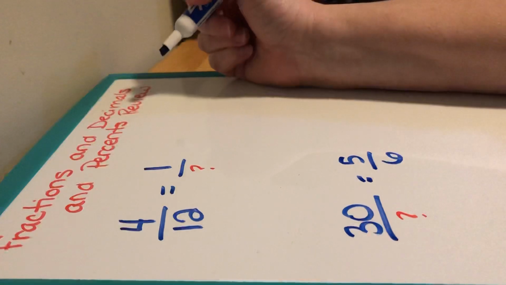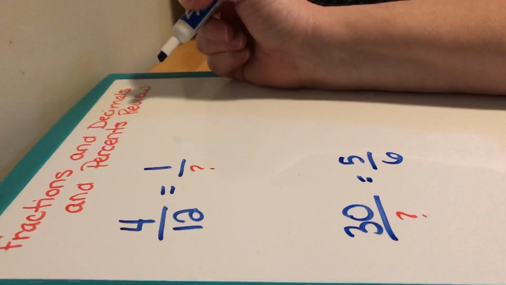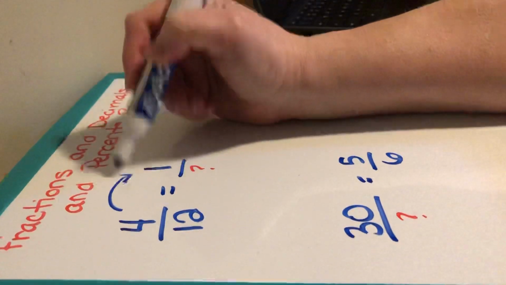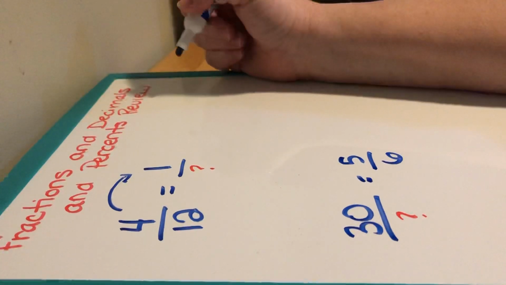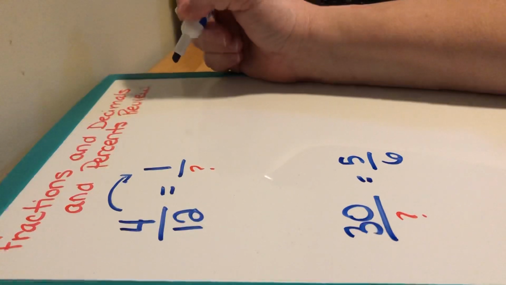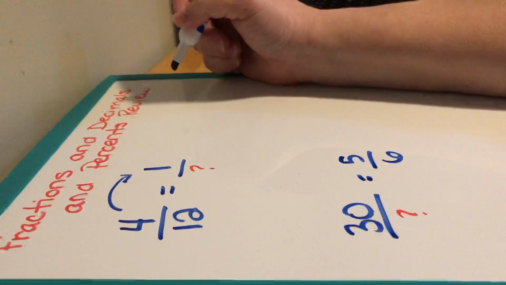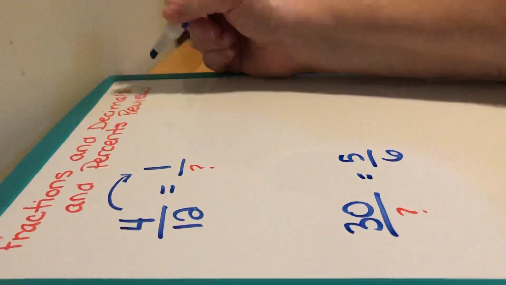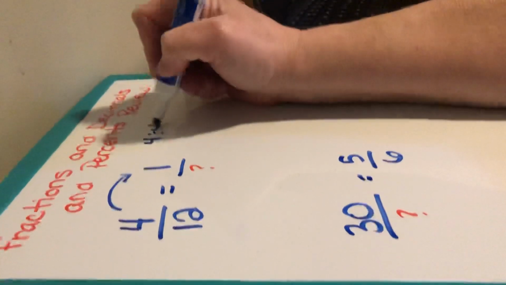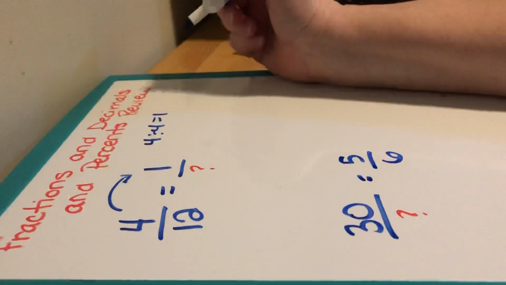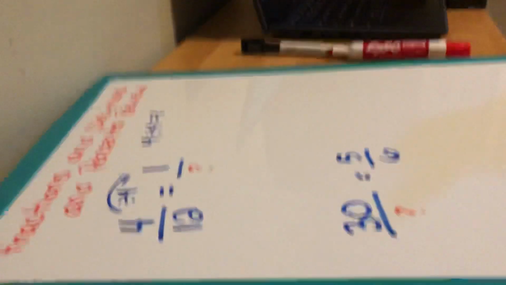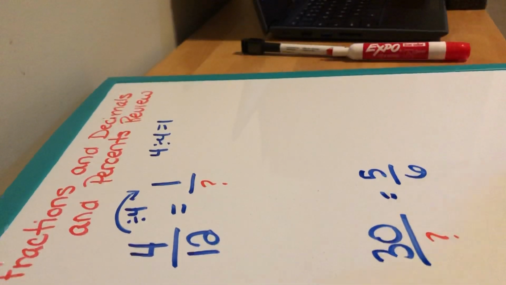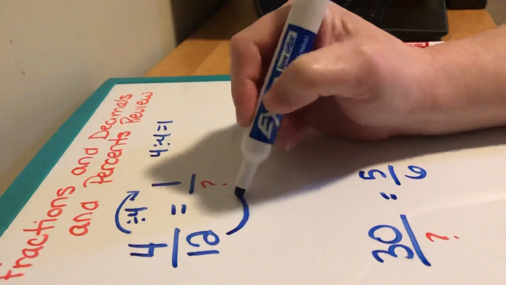So I have to stick with the main rule in fractions, which is what I do to the top, I must do to the bottom. So if I look at this right here, what did I do to go from 4 to a 1? When we're talking about finding equivalent fractions, we're always talking about either multiplying or dividing. Because the number got smaller, I did division. So I know that 4 divided by 4 equals 1. Anything by itself equals 1. So the top I divided by 4. So in order to find my unknown number, I need to do the same thing to the bottom.